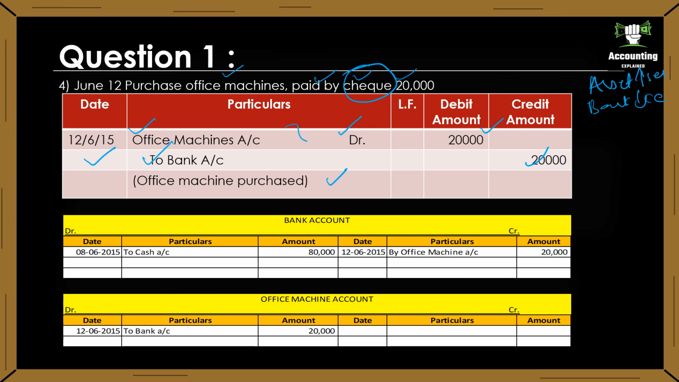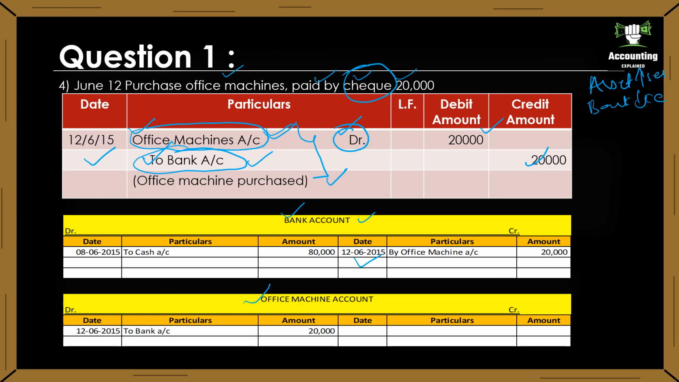Here two accounts are involved, office machines and bank account. This bank account we have already opened, so no need to open it again. We will open only office machines account newly. Okay, now let us see the bank account. Bank account, opposite of bank account is office machines account that you have debited. Now in the ledger of bank account you are going to credit it.